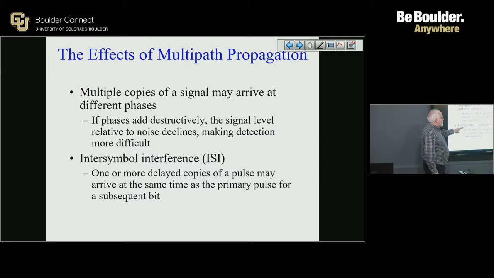This leads to intersymbol interference, right? If these reflections are arriving at my receiver after the end of the bit time, so if I send a bit out and the reflection is still arriving when the next bit time is supposed to start, then that's intersymbol interference. I'm getting interference between the previous bit and the next bit. So that's a problem.